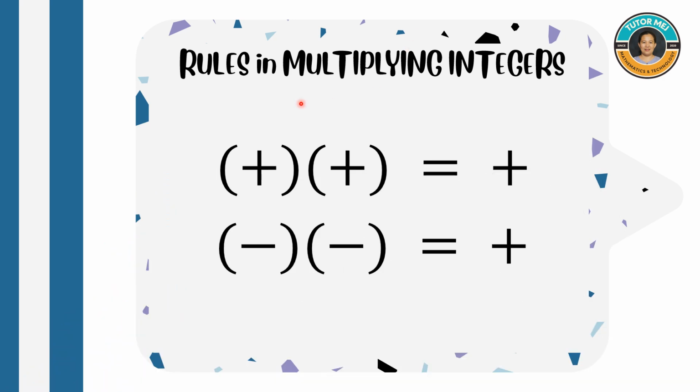Let us review the rules in multiplying integers. Positive times positive will give us a positive result, and then negative times negative will also give us a positive result. Meaning, if we are going to multiply two integers with the same signs, it will result in a positive product.